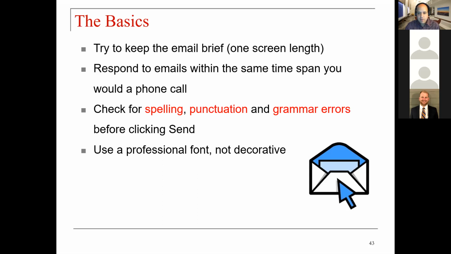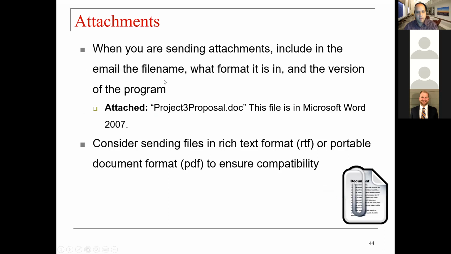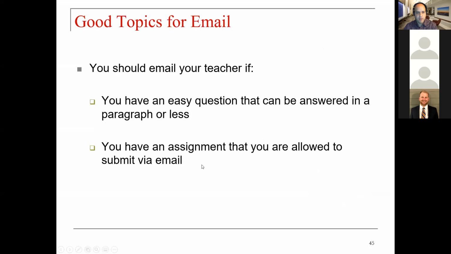Check for spelling, punctuation, and grammar errors before clicking send, and use a professional font, not decorative. In terms of attachments, make sure that you write a name in the attachment that is associated with the subject. Like if this attachment is for assignment 3, you can put your last name, assignment 3. That tells me what the attachment is for. If you can use PDF for submissions, much better.